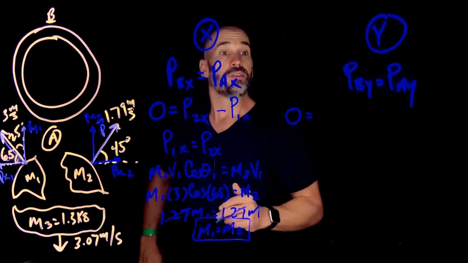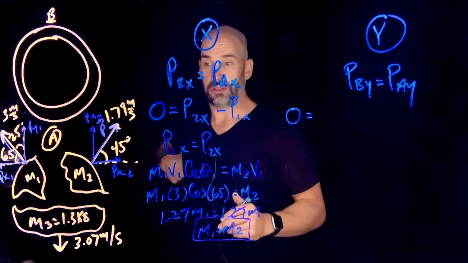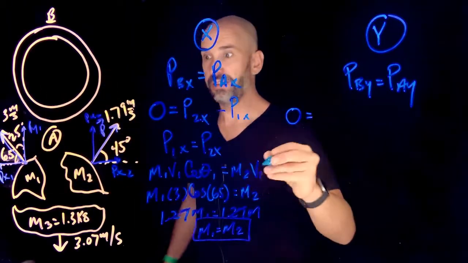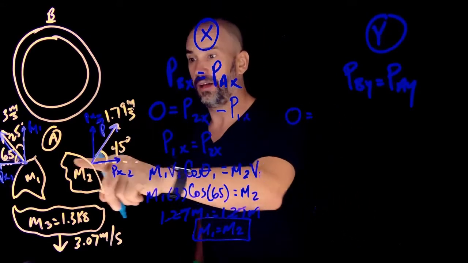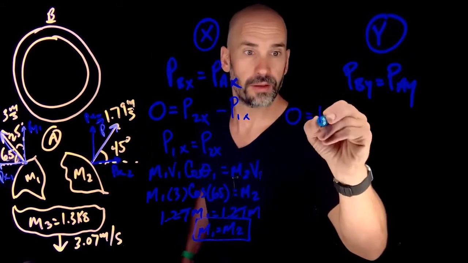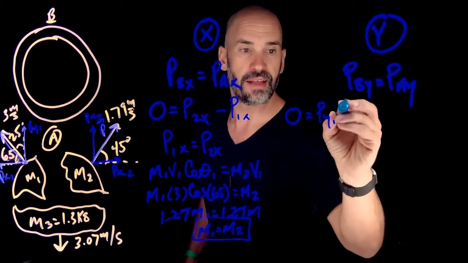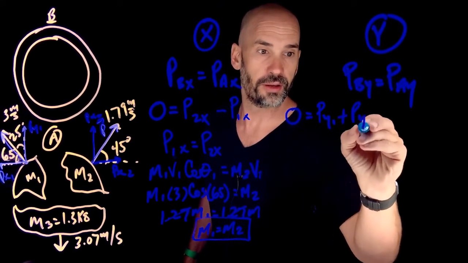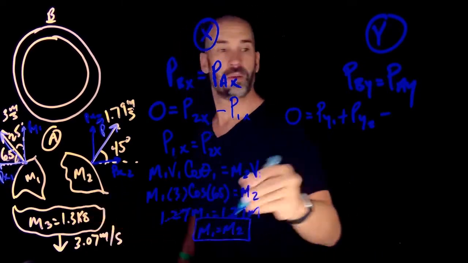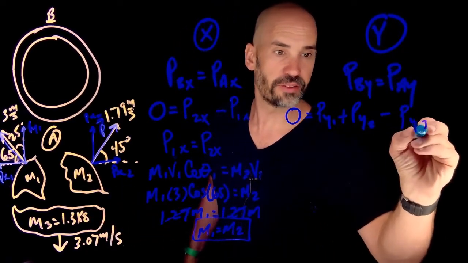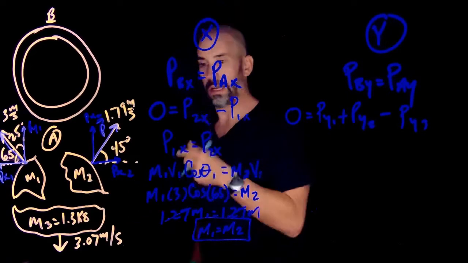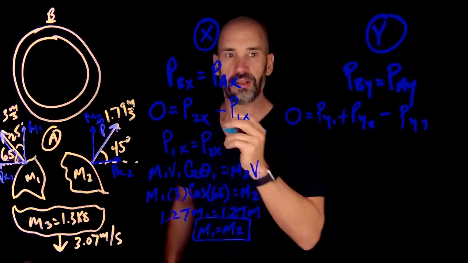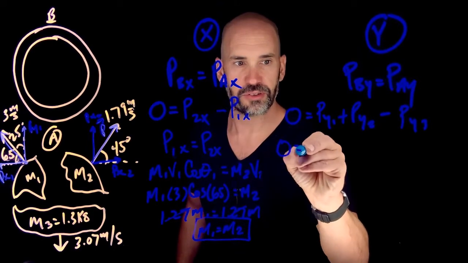Okay, so what else do we have to deal with here? Well, we have two positive py's, right? That's going to be the py1, right? And that's going to be py1 plus py2 minus py3, right? That's the momentum of this third piece here going down. All right. So let's start substituting our values in.